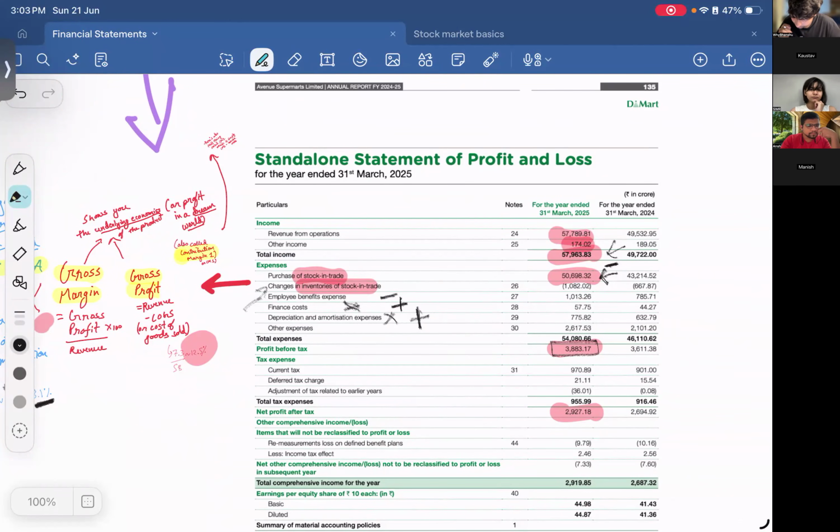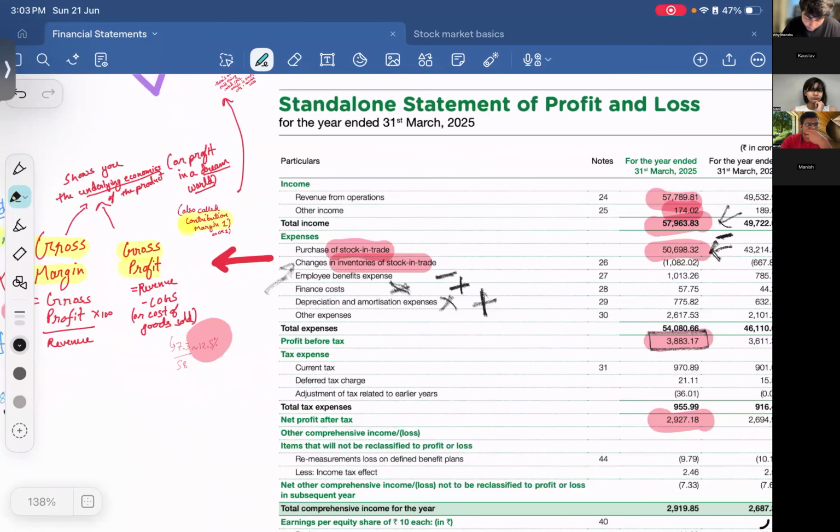Am I doing something wrong? No. I have taken 57.9 as 58. Yeah, so that's fine, right? So it comes out to be 7.3, right?